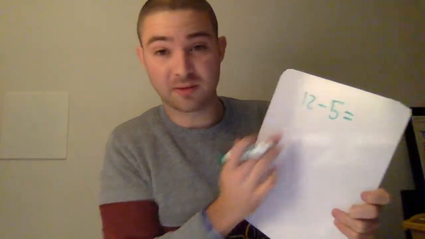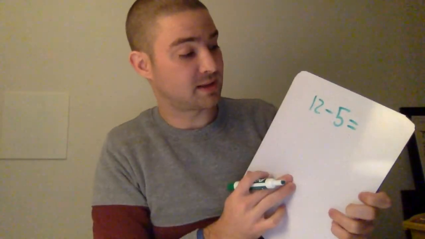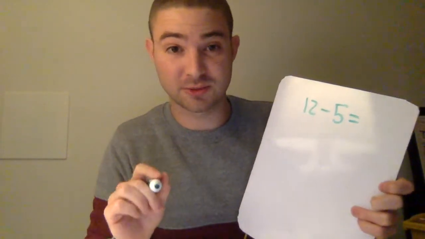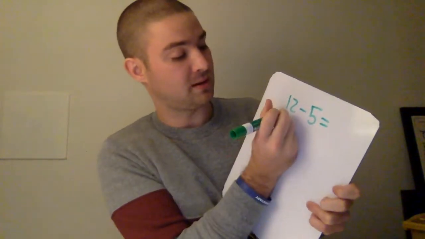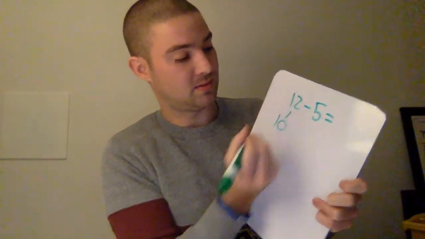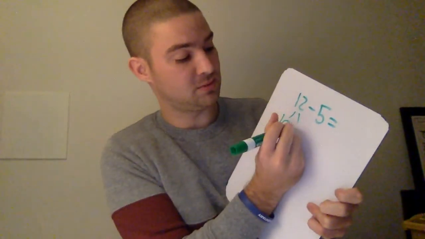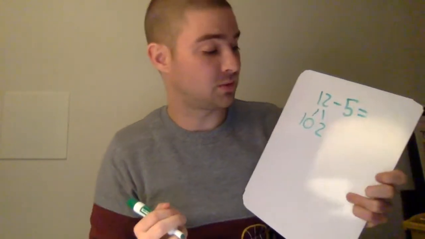All right. 12 is pretty close to 10. So I'm going to try to make that into, pause. Since we're doing subtraction, we're going to turn this 12 into a 10 and a 2. Okay. We know that 12 is a 10 and a 2 because 10 plus 2 equals 12. All right.